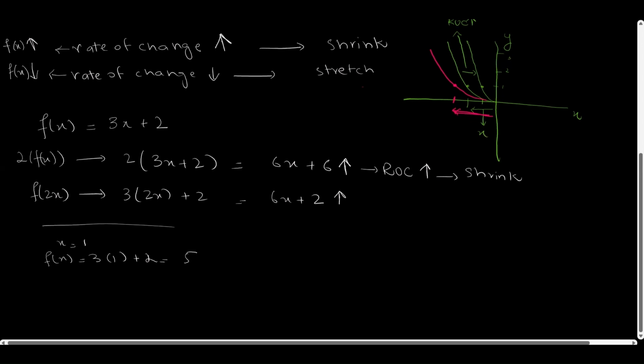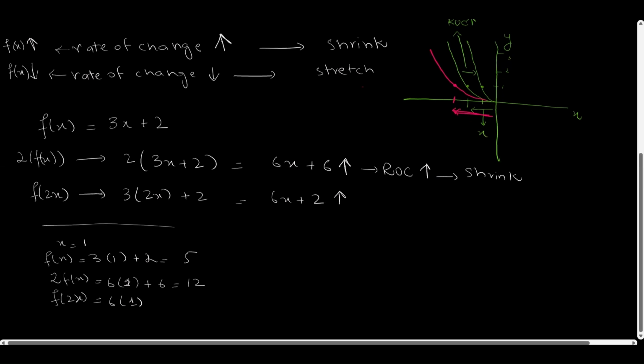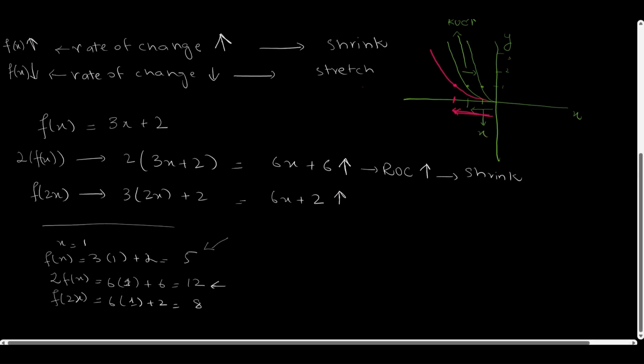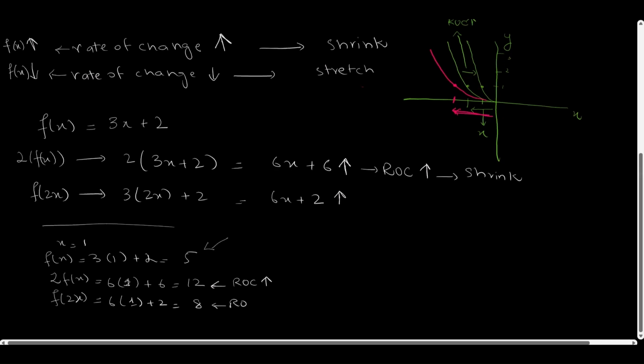And now 2f(x) equals 6 into 1 plus 4, which is equal to 10. Or f(2x), 6 into 1 plus 2, right? So this becomes 8. So it means that this function is growing much faster. Its rate of change is much faster than the original function, right? And this one is also faster than the original function we see here, right?